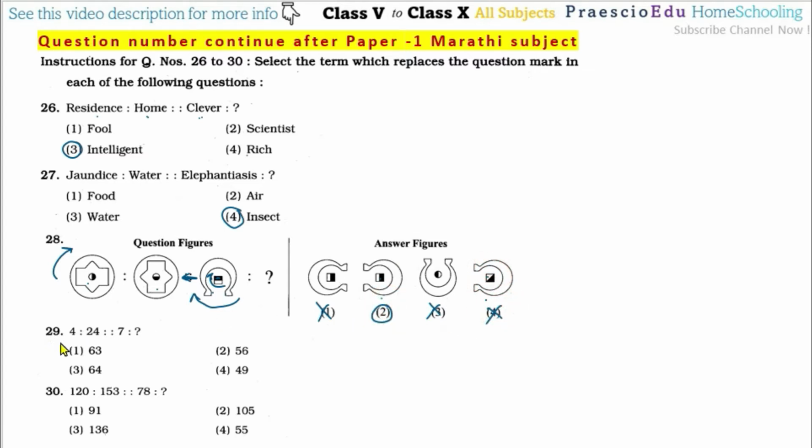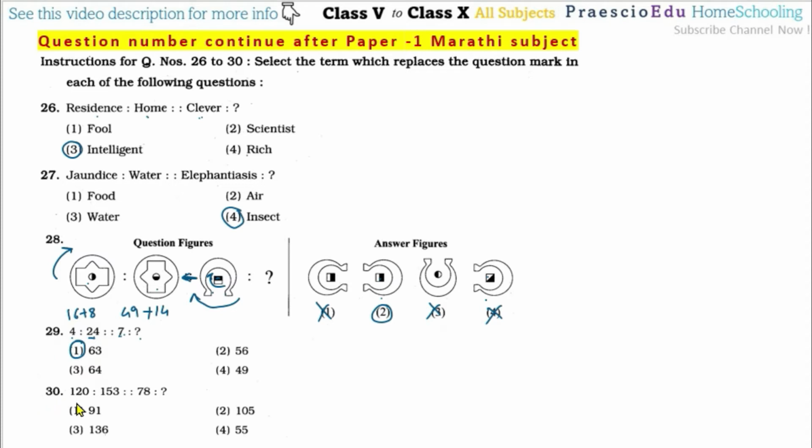Then question number 29: 4, 24, 7 and question mark. Here 4 squared is 16, plus 4 multiplied by 2, which is 8. So 16 plus 8 gives 24. Like this, 7 squared is 49, plus 7 multiplied by 2, which is 14. After this addition we get the answer 63. So 63 is option number 1.